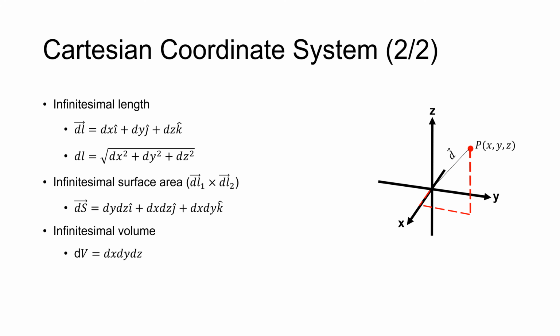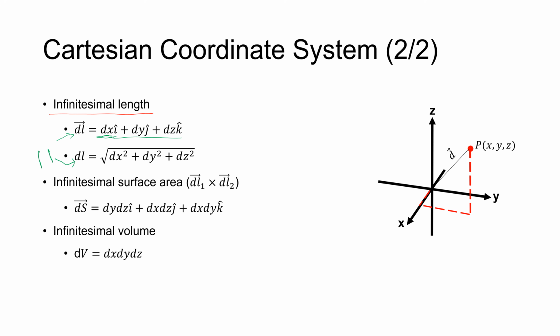Now we care also about the infinitesimal components, such that we can do integration and differentiation. So in the case of infinitesimal lengths, it is simply the small quantity of x, small quantity of y, small quantity of z multiplied by the unit vector, so dx i plus dy j plus dz k. And this is the overall delta vector, which is delta L. And if we would like to know the magnitude, we just take the square root.